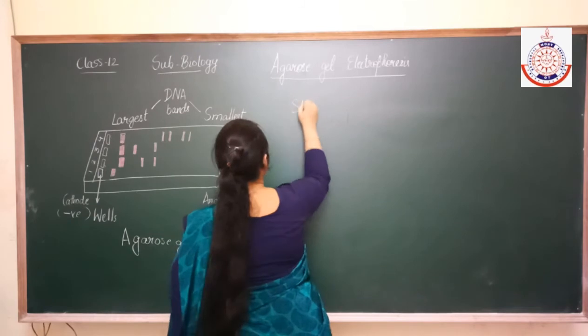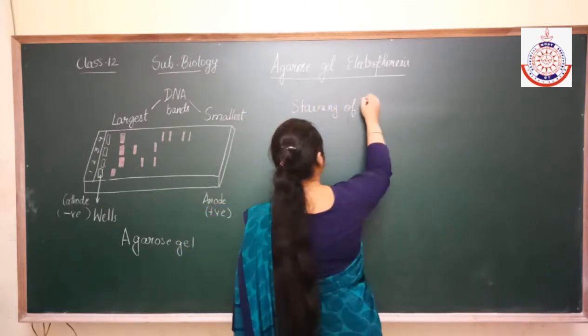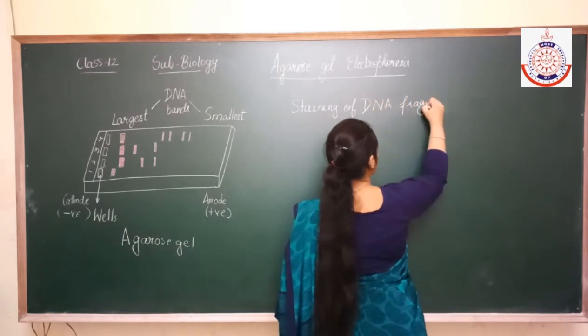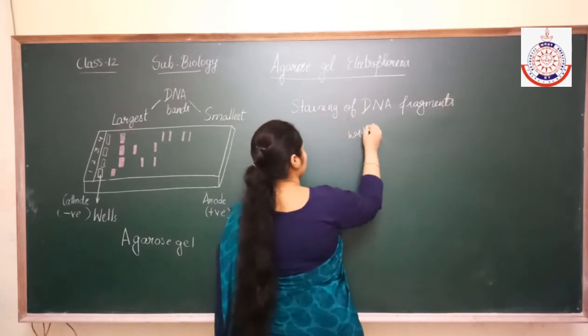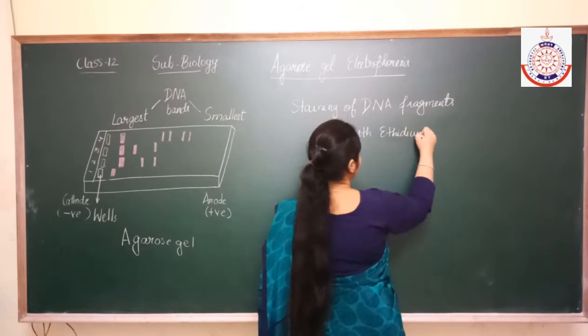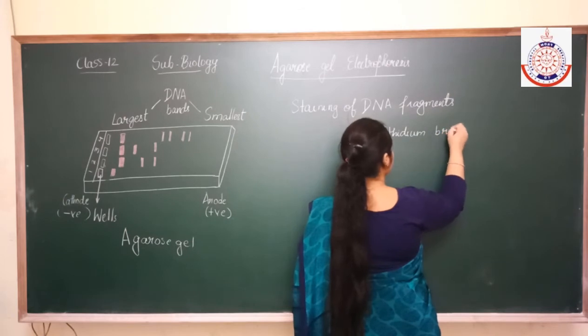Staining of DNA fragments with ethidium bromide. These DNA fragments are stained with ethidium bromide.